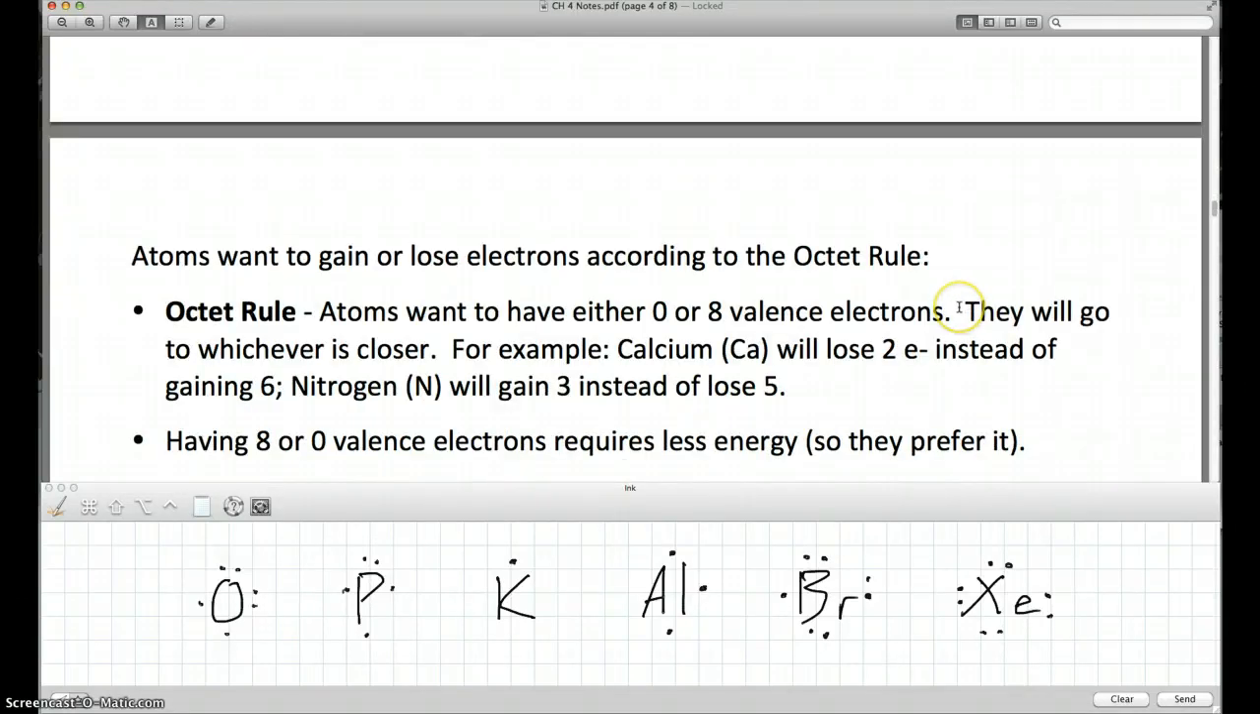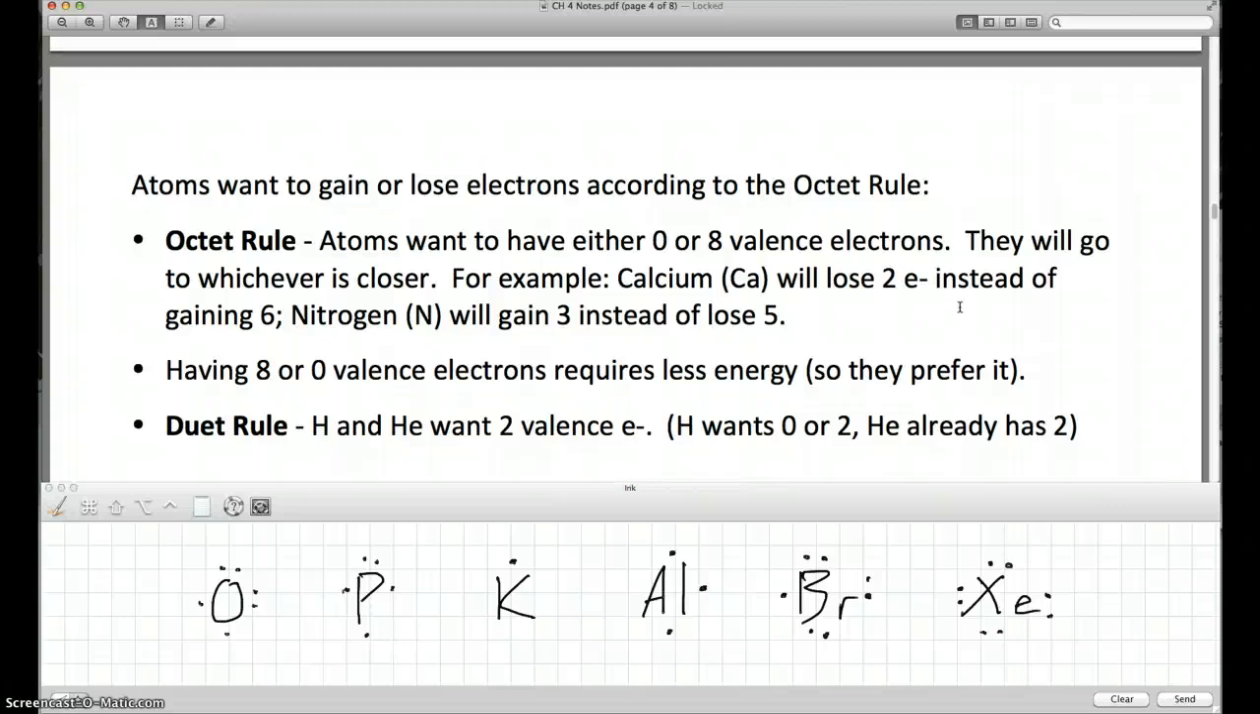Now, this is something we're going to be using for at least the next couple chapters, something called the octet rule. And that says atoms want to gain or lose electrons according to the octet rule. The octet rule says that they want either 0 or 8 valence electrons. So they want to be full or they want to be empty. And anything in between, they're not all that happy with. The duet rule is kind of an exception because helium and hydrogen can't have a full 8. So they want 0 or 2. He already has 2, so it's happy.